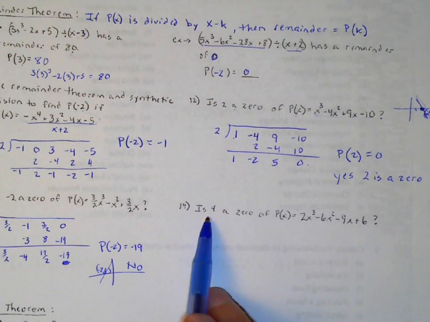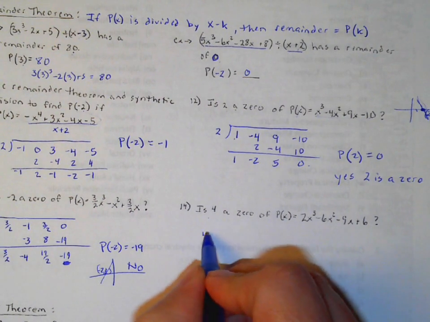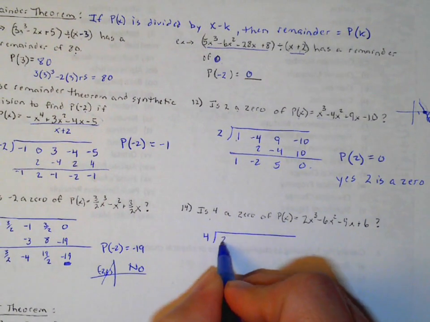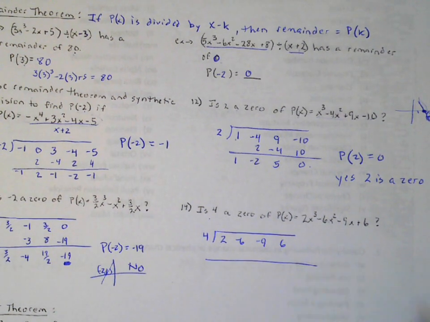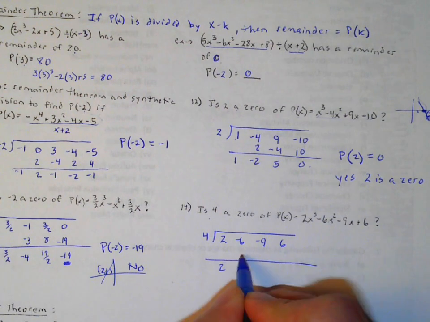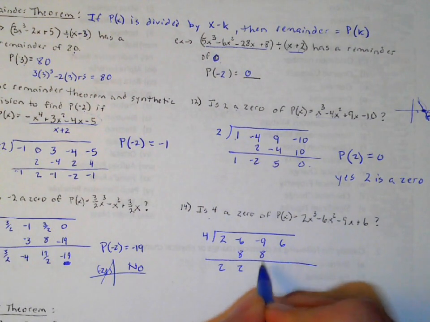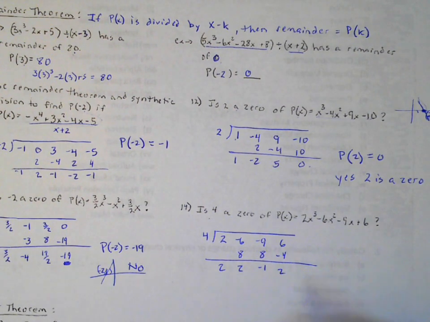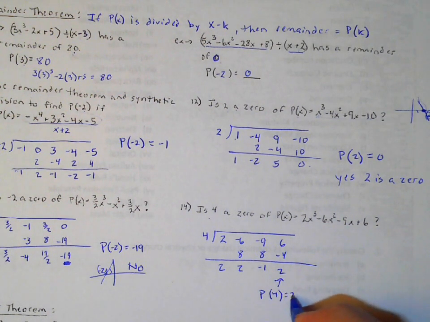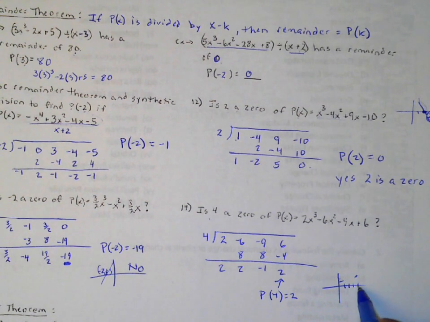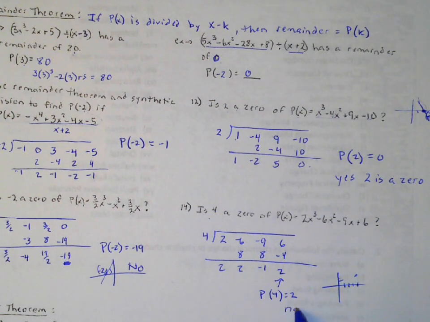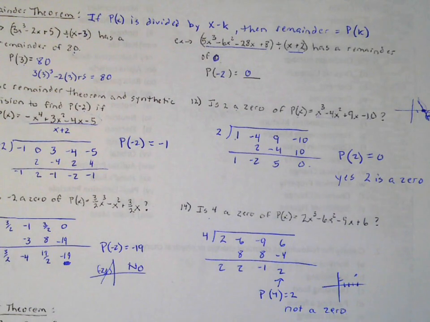Okay, last one here, try it yourself. Is 4 a 0? Bring that down, multiply, add, multiply, add, multiply, add. So this tells us that p of 4 is equal to 2. So it goes through that point right there, that's a point on the line, but that's not a 0, right? It doesn't go through there. So not a 0, not a solution for us.